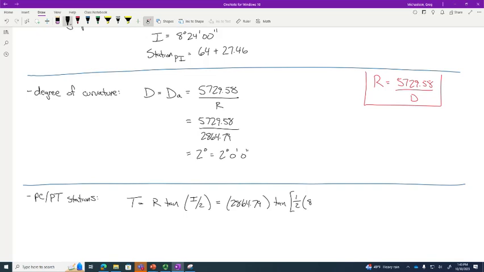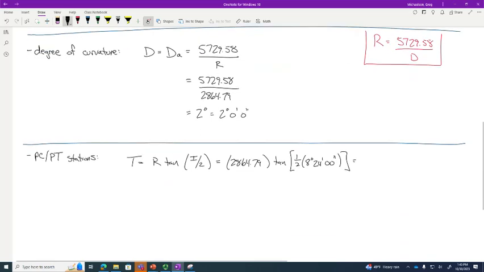And then this is... what do we get for T? Two ten point three eight. Do I have a second on that?